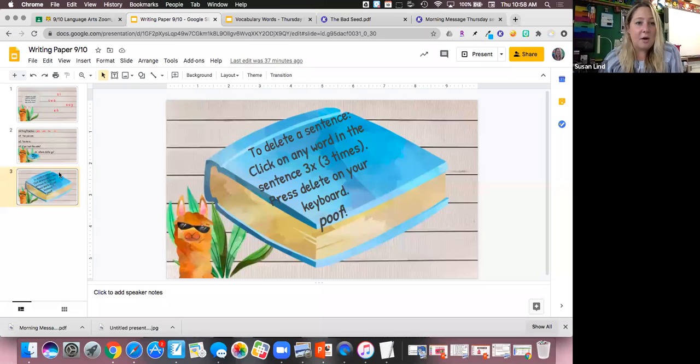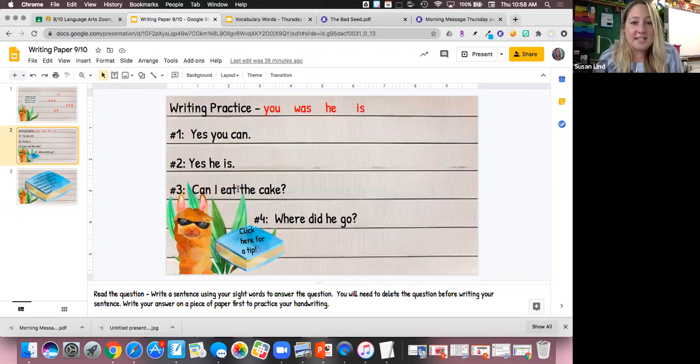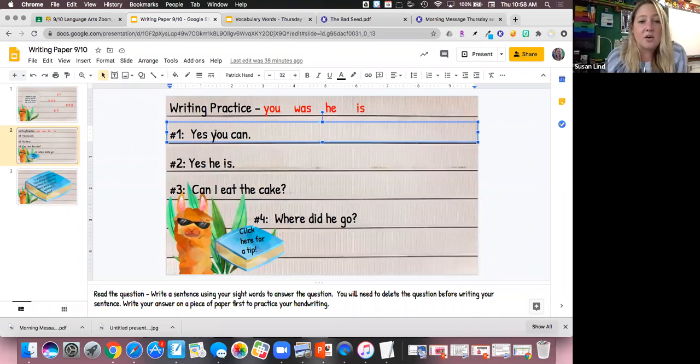A hint to help you with this. To delete a sentence, click on any word in the sentence 3 times. I taught you the double click. Click, click. This is a triple click. Click, click, click, really fast. I'll show you. If I go over this sentence and I don't want it there anymore, I would choose either yes, you, or can. I'm going to choose you. I'm going to make sure it's highlighted, and then I'm going to click, click, click. And I highlighted the whole thing.